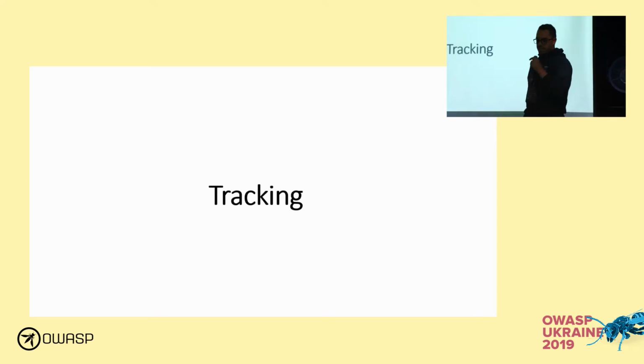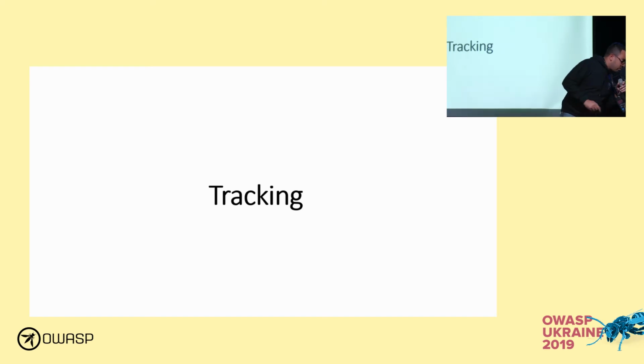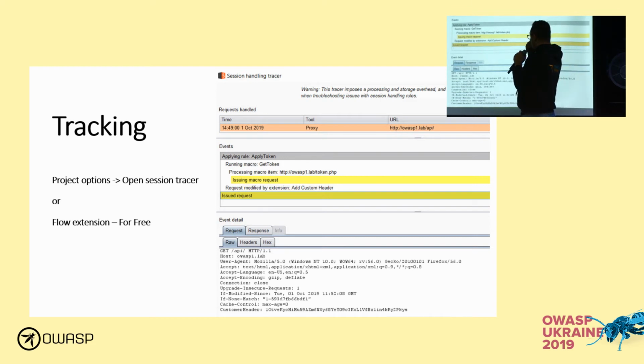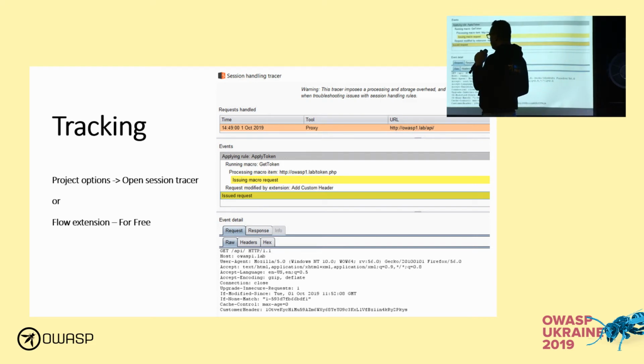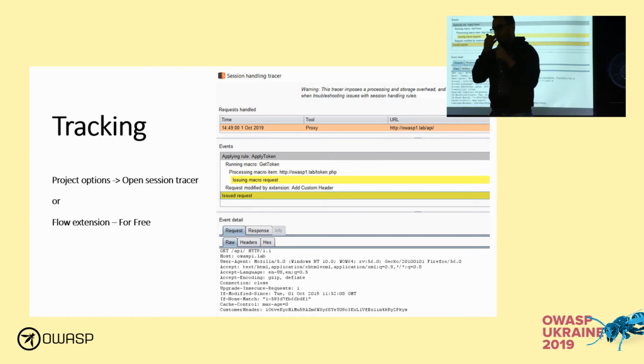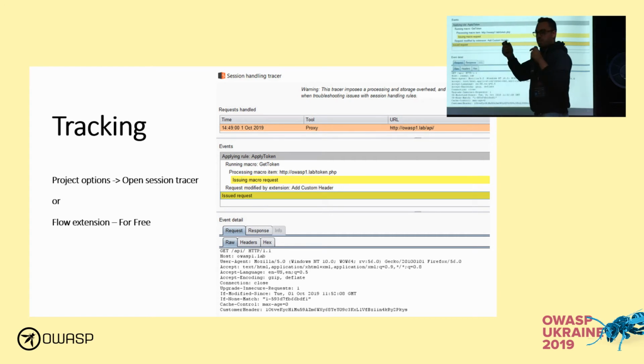So, to track stuff, I don't know how much time I have. To track stuff, it's pretty easy. You can choose the session handler tracker. It's already in Burp, so you just click there in sessions. You can track everything related to the requests you are doing.